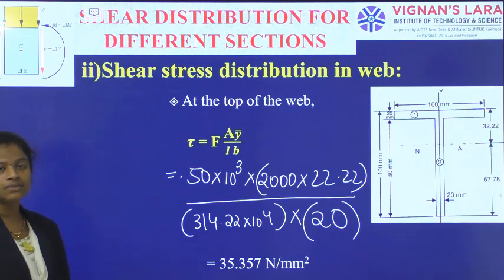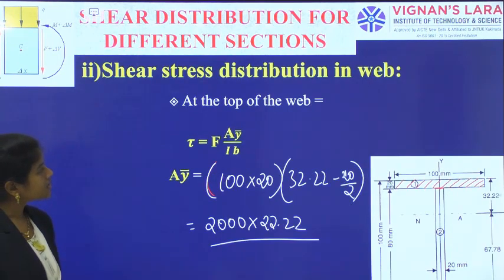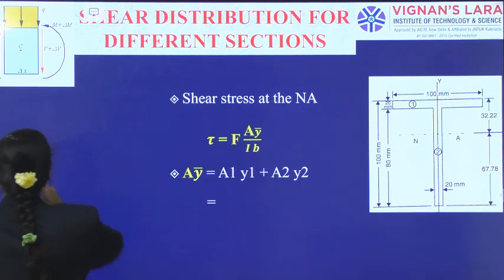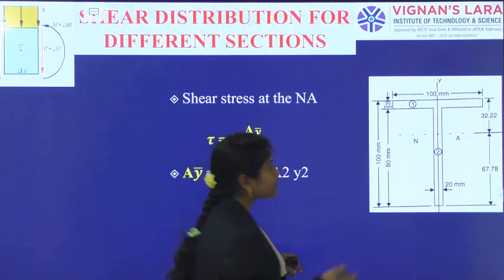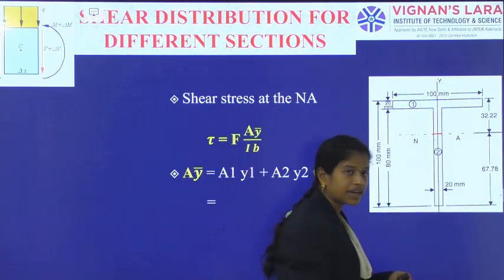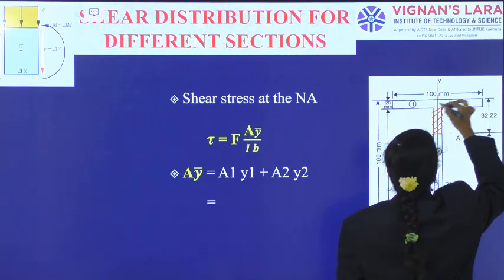Now again in the web some other point, that is the neutral axis level. Okay, shear stress at the neutral axis level of the beam. So at the neutral axis, whatever is this, at that point I should have to indicate my level, and above that portion is the considerable area for me.